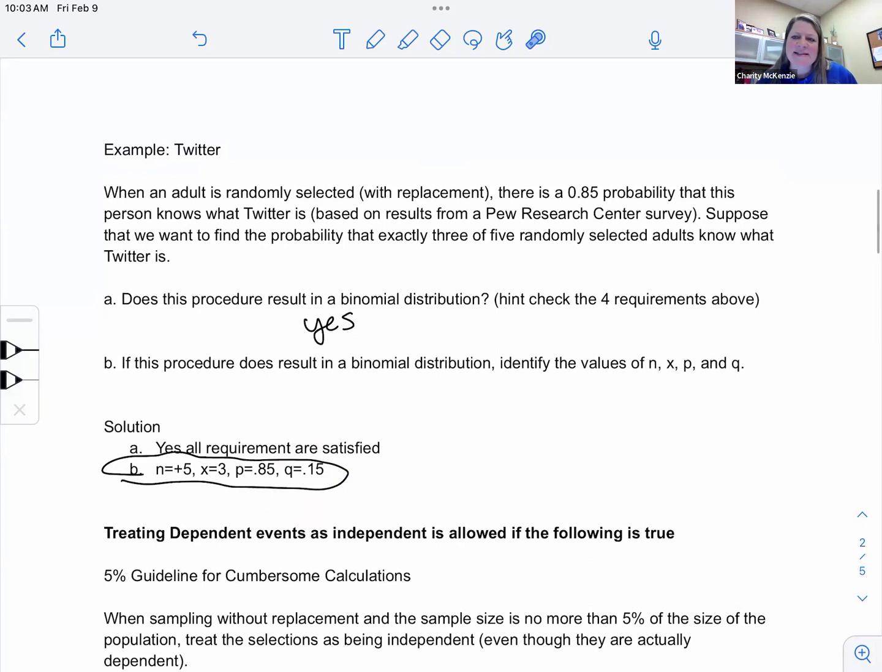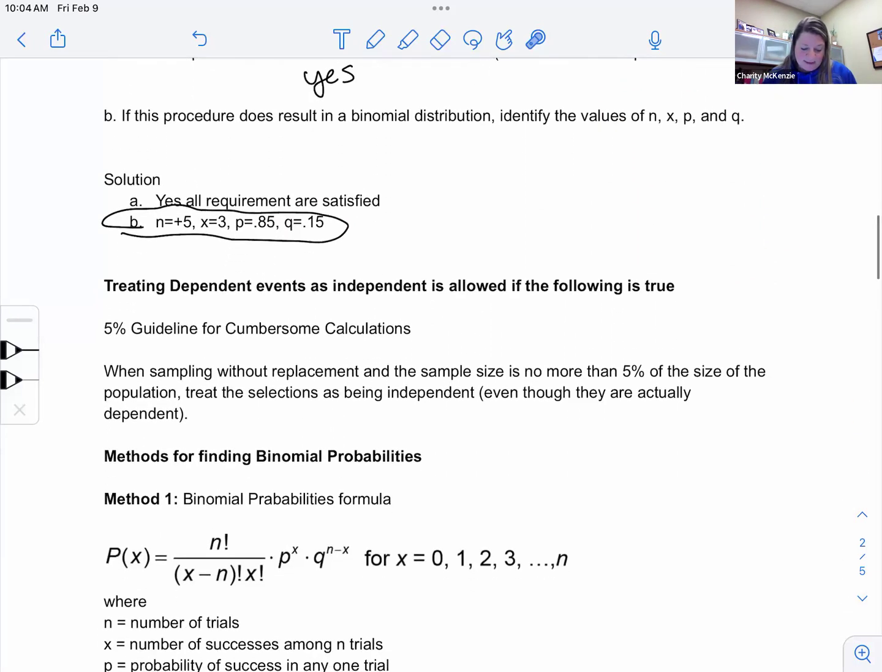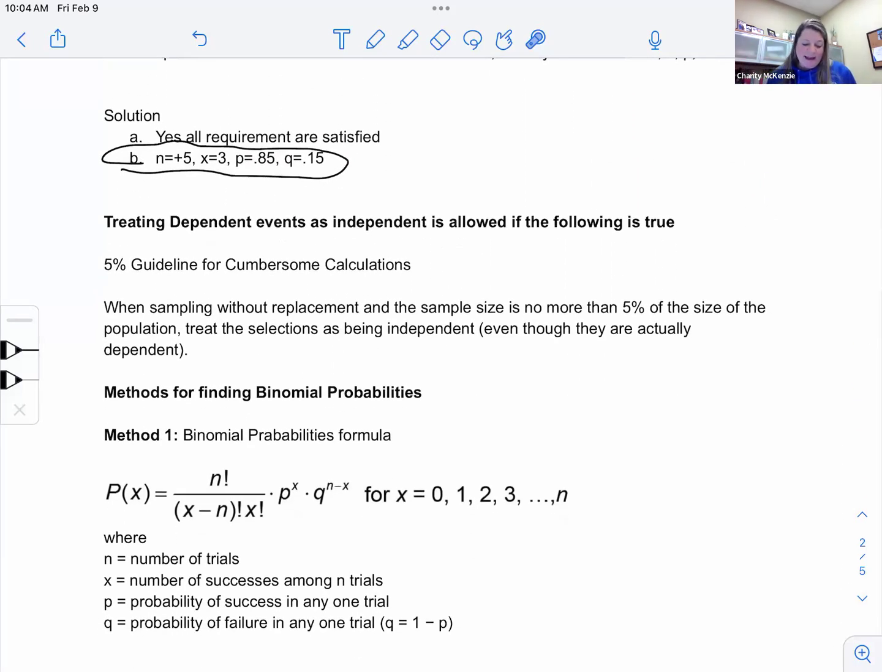You're basically going to decide if you can do a binomial distribution, and if you can, what your notation or symbols are, and what numbers go with them. Then we have this rule that we can treat dependent events as independent and use our binomial distribution stuff. It's called the 5% guideline for cumbersome calculations.